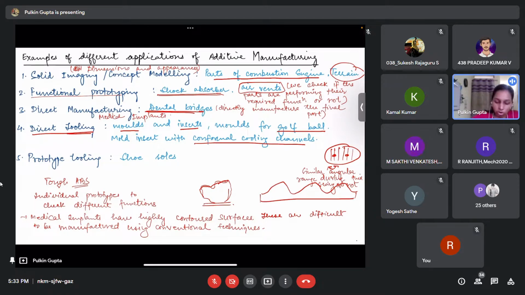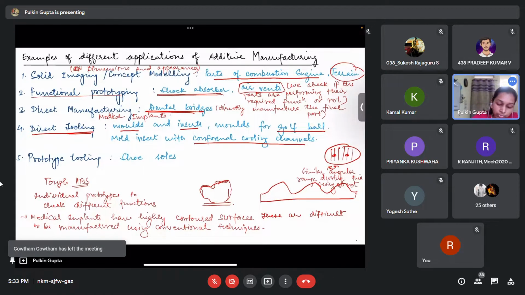For example, a golf ball. As we see, the golf ball has dimples on it. To have better and faster production, we can have a mold that is 3D printed with these impressions on its surface. So we have this mold with these impressions so that you can have the final golf ball when you cast it using this. So direct tooling refers to the process of making molds and inserts.